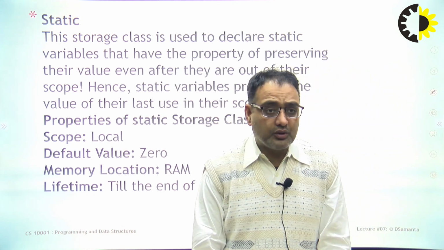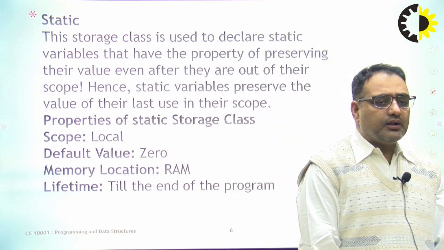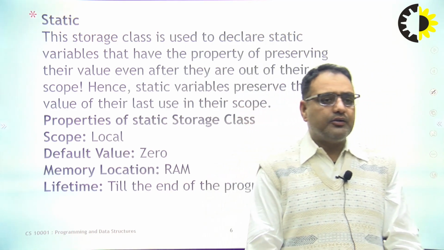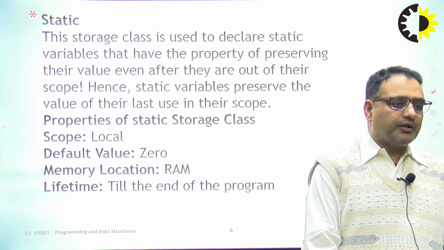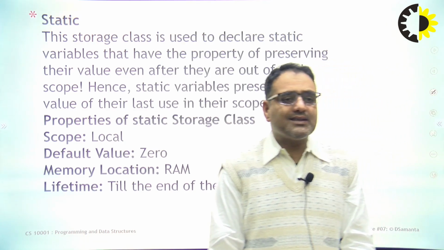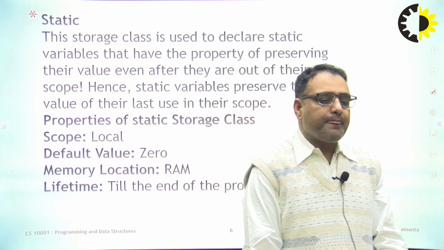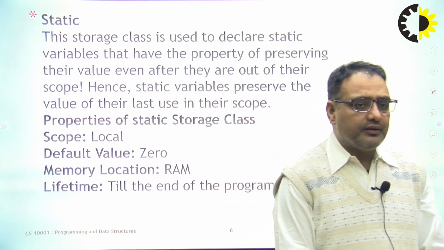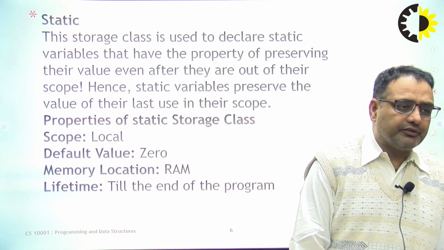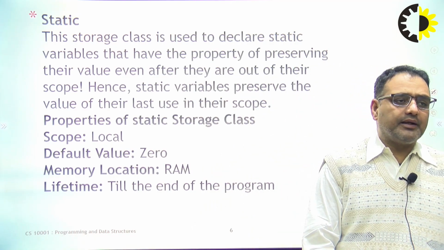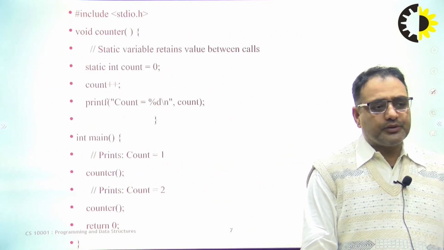Scope means local, which means this static variable must be declared within a function. Default value is 0. If you do not initialize this static variable, then by default the compiler will allocate the value 0 to it. Memory allocation is in RAM, and lifetime is till the end of the program.